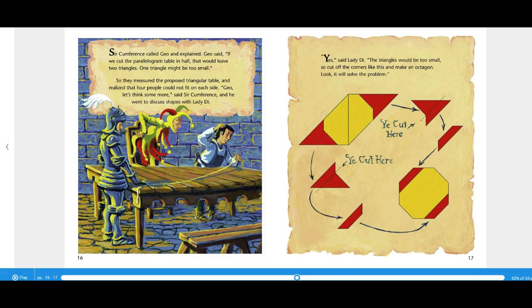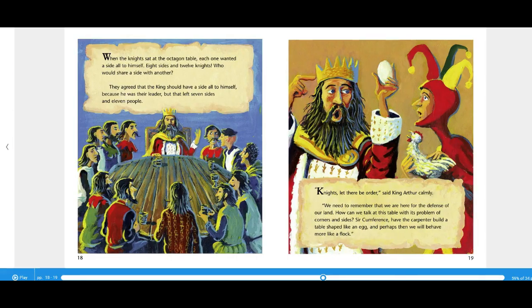"Yes, the triangles would be too small, so let's cut off the corners like this and make an octagon." So when they sat at the octagon table, everybody wanted a side all to themselves. They had 8 sides and 12 knights. Who would share a side with another? They agreed that the king should have a side, but then that left 7 sides and 11 people. So they said, this won't work at all. Let's make a table the shape of an egg. Perhaps then we'll behave more like a flock.